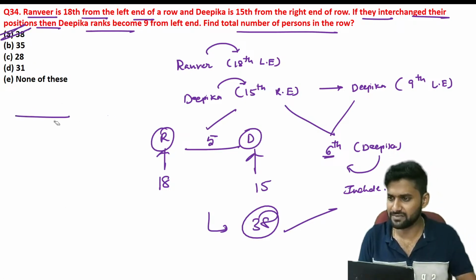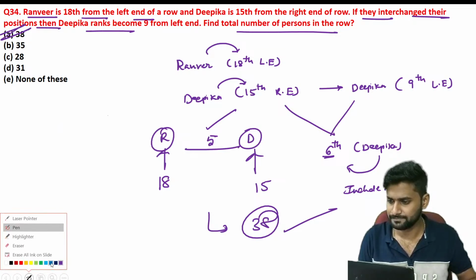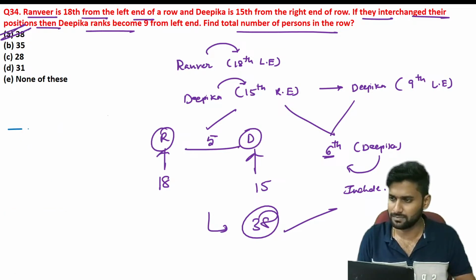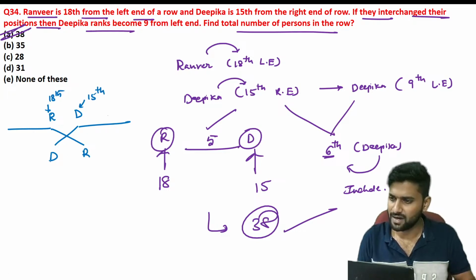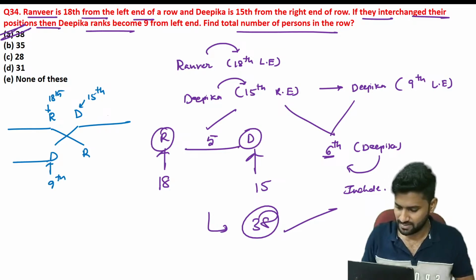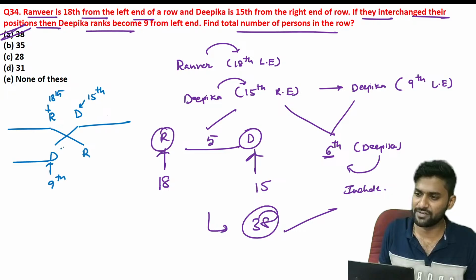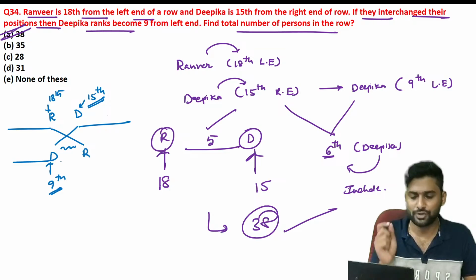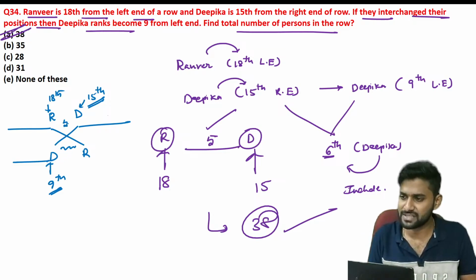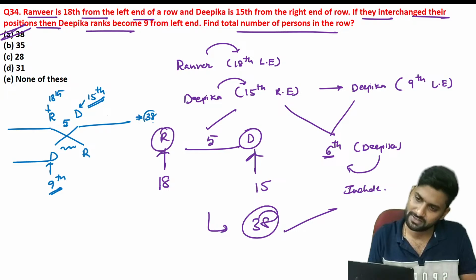If you want the diagram, guys, I will draw the diagram. So here Ranveer, here Deepika. After interchange, here it is exactly 18th, here exactly 15th. After interchanging, Deepika is 9th. Now try to identify how many people between them. So the difference of 15 and 9 is 6. So between is always excluding Deepika. That's why there are 5 people. So total count must be 30.